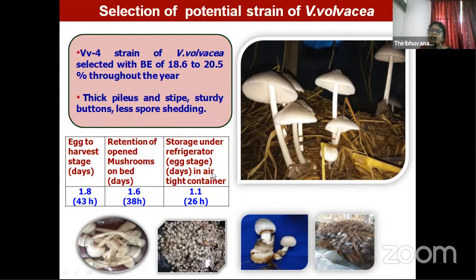So under storage conditions, normally we cannot store Volvariella under refrigerator, but this mushroom can be stored at the egg stage in airtight containers in the refrigerator for another 1.51 days. So we have taken this strain for the commercial trials.